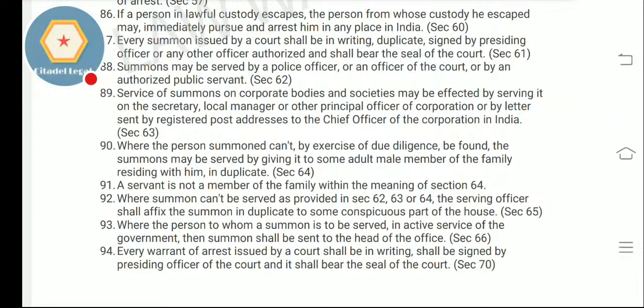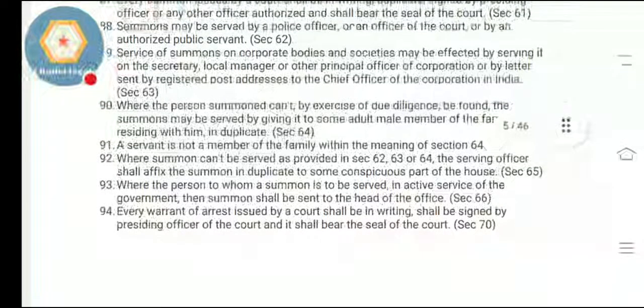Okay, 64. What is the purpose of giving it in duplicate? Because for the purpose of acknowledgement of receipt, that person will sign one copy of the summons and hand it over to the delivery officer. Okay, now a servant is not a member of the family within the meaning of section 64. This is the explanation or clarification. Now, where summons cannot be served as provided in 62, 63 and 64, the serving officer shall affix the summons in duplicate to some conspicuous part of the house, as provided in section 65 of the Code.